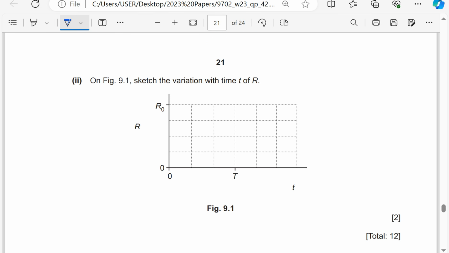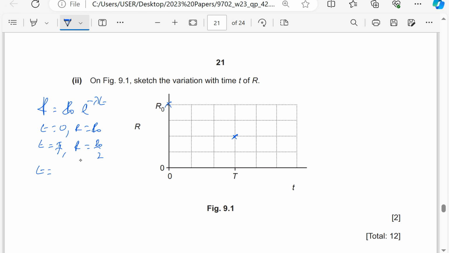Then on the figure, sketch the variation with time t of R. So of course this is going to follow R equals R naught e to the power negative lambda t. That is an exponential curve. So at t equals 0, R is equal to R naught. Then at t equals a half-life, which is capital T, R should be R naught over 2.